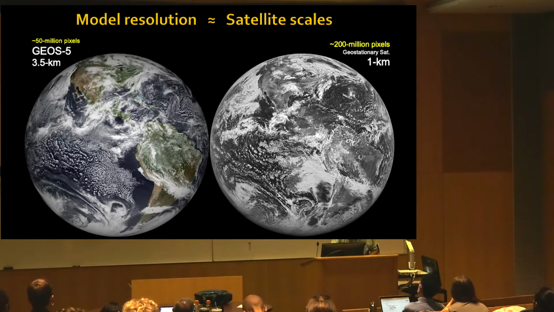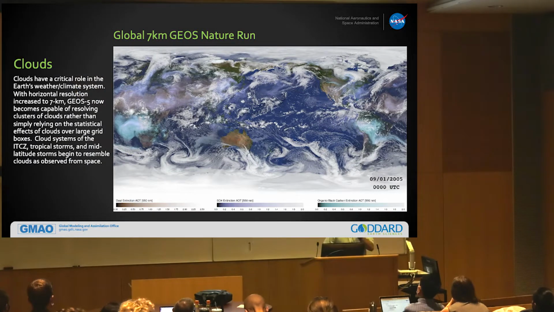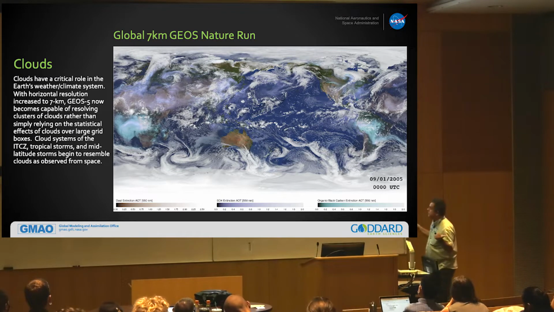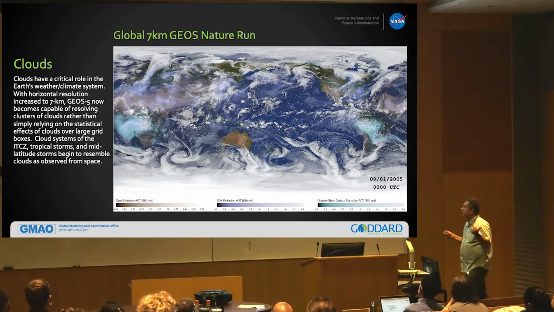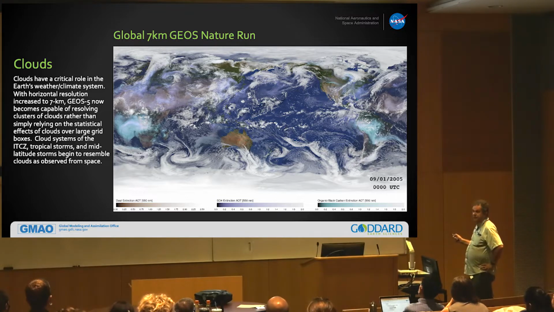Let me go through a few. Here's an animation. That's one simulation, actually the one before the 1 kilometer. I didn't have the animations for those readily available, so I just grabbed those older 7 kilometer ones. Here you can see a global simulation of the cloud field, the visible clouds, and some representation of dust, sulfate aerosols, and organic carbon on a global scale.